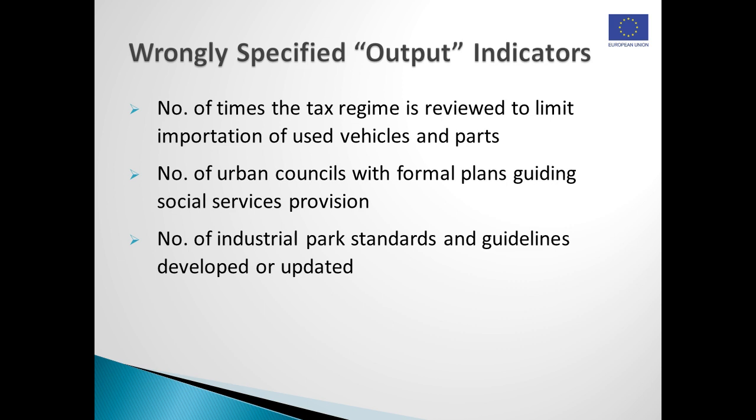Similarly, the indicator of the number of urban councils with formal plans guiding social services provision, that can't be an output indicator because a plan is not a service delivered to the public. The services in this case which are delivered to the public are the social services themselves, and the plan is simply an activity carried out to improve the quality of social service provision.